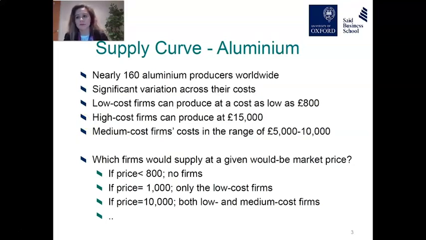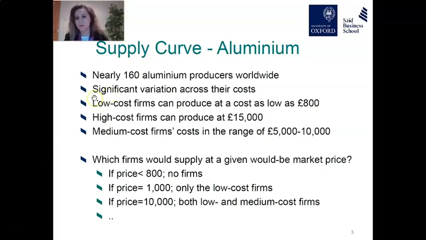So how do we think about this? The way to think about it is very simple. We need to basically ask ourselves what would be the total quantity supplied at any given would-be market price. We're going to do a sequence of simple thought experiments. Let's begin with a low price point. Let's suppose that the market price was very low, say less than 800 pounds per ton. Which of these firms will be willing to supply at such a low price point? The answer should be none of them, right?